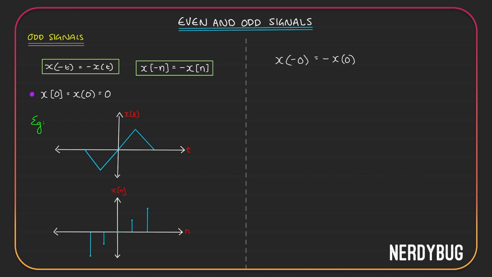But minus 0 is the same as 0, right? So I can write x of 0 should be equal to minus x of 0. Now this is only possible when x of 0 is equal to 0, right? If x of 0 is 1, will it be equal to minus 1? No. If x of 0 is 2, will it be equal to minus 2? No. If x of 0 is 0, will it be equal to minus 0? Yes. So x of 0 for an odd signal has to be 0. In the discrete version also, x of 0 is going to be 0.